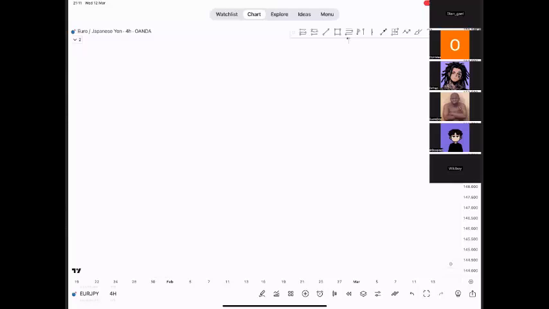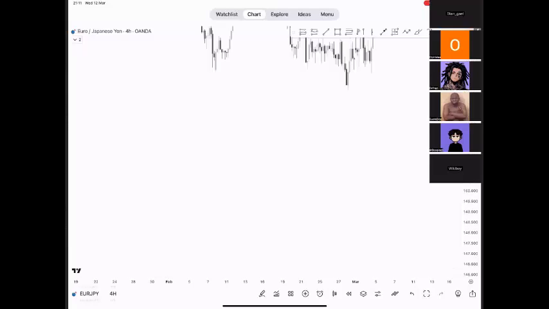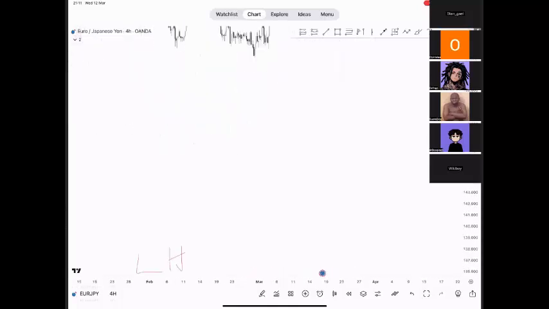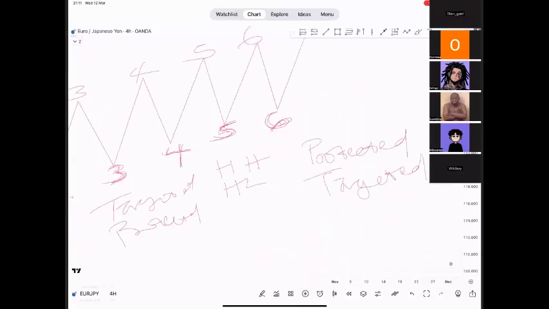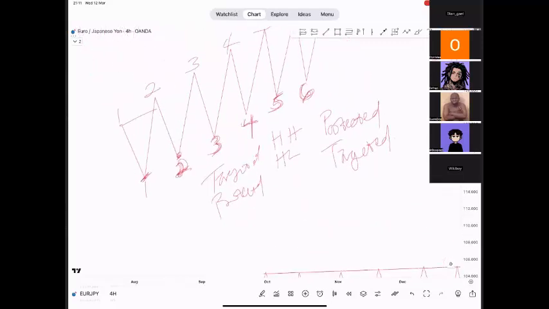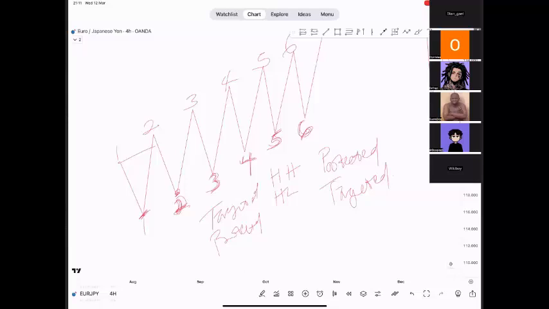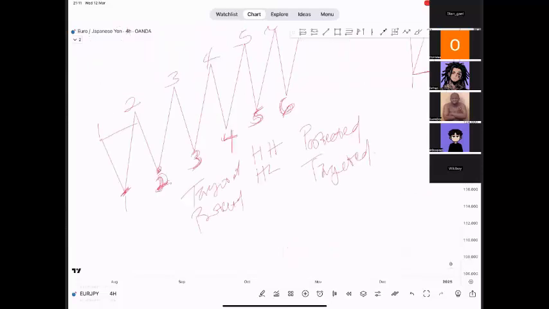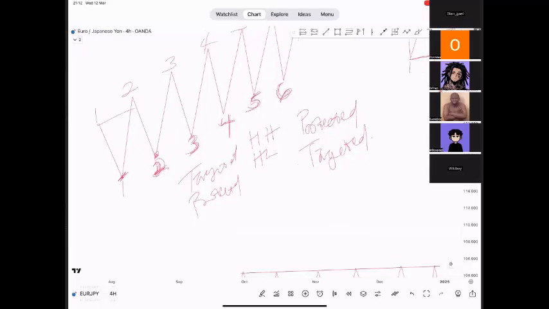So good evening, everybody, and welcome back to our class on market structure. If you remember the last class we had, we talked about the different types of market structure: the uptrend, the downtrend, and the consolidation market structure. The uptrend comprises higher highs and higher lows, the downtrend lower highs and lower lows, and the ranging or consolidating market structure equal highs and equal lows. We also talked about the concept of protection and targeting: in the uptrend, the lows are protected and the highs targeted; in the downtrend, the lows are targeted and the highs protected.